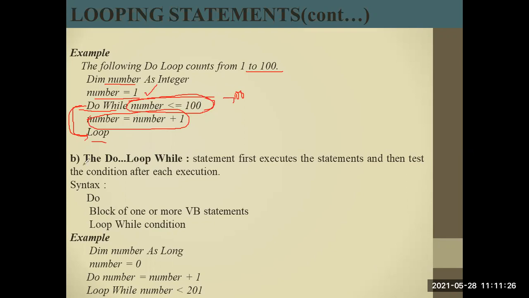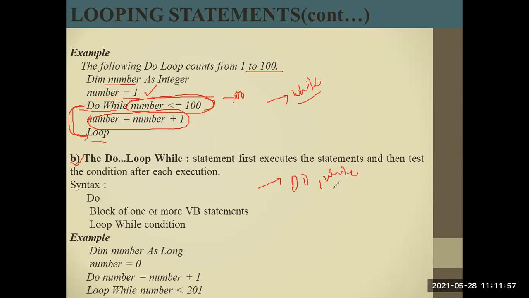Now, second is your do loop while. In the do loop while, the statement is executed first, and then it tests the condition for the expression. The first one is very similar to your while loop, and this one is very similar to your do while.